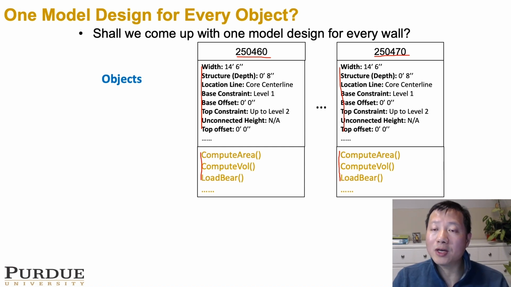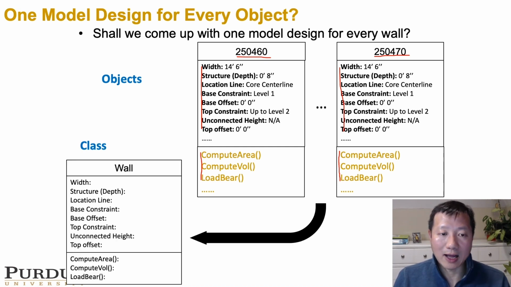So if we group all these same objects together, same type of objects together, and extract the common set of attributes and the functions out, we call that a class. A class. So this class has a name called a wall, right? Because we are using this wall class to represent all the wall objects. And at the class level, we still list all the attributes and also list all the functions. But we don't give these attributes any values, because you won't be able to have a single value for all objects under that class, right?